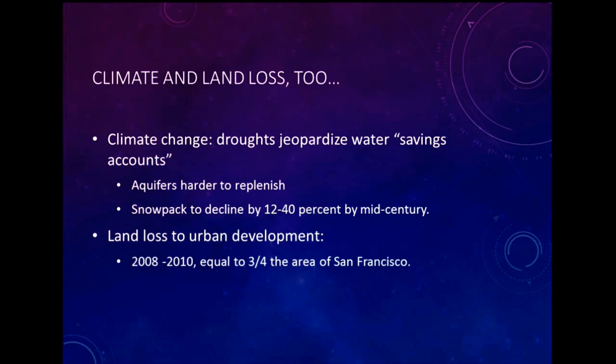Now, the third resource, so we've talked about water and climate, the third resource that we are abusing in California is land. And we're losing land to urban development. Most recently, in 2008 to 2010, the area of prime farmland that was lost to urban and suburban development was equal to the area of three-quarters of the city of San Francisco in just 2 years, in an era in which you might have thought that we'd be a little more enlightened about preserving our prime farmland, but we're losing it at a fairly rapid rate.